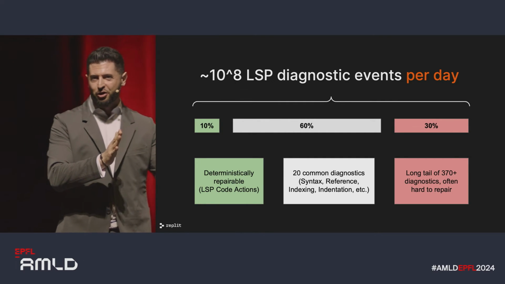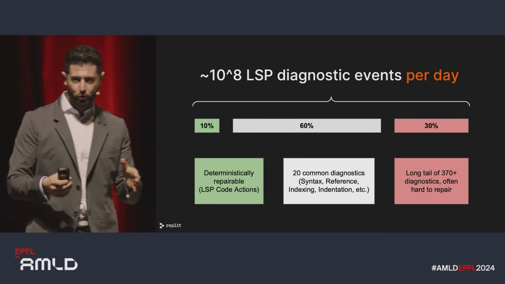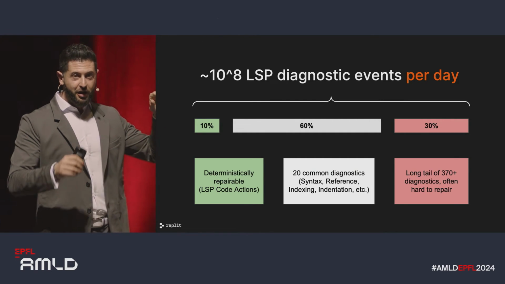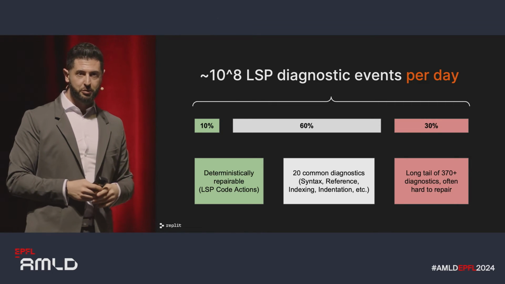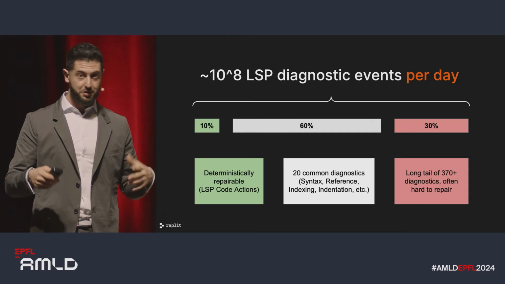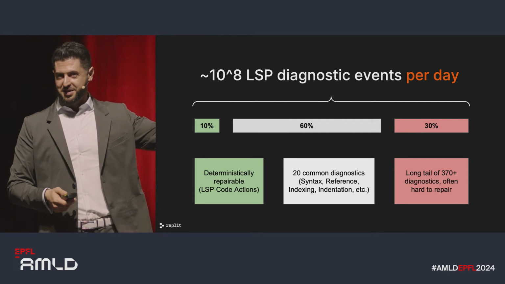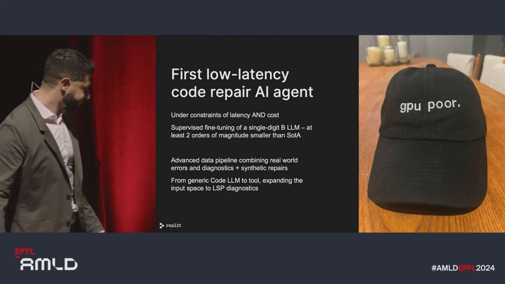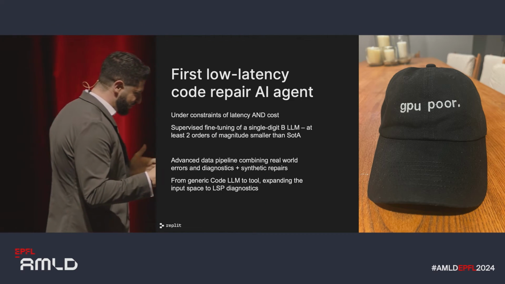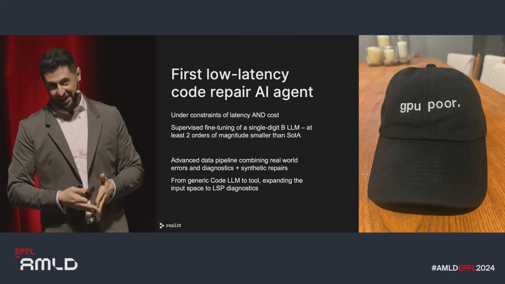So now we're going to target just the remaining 60%. You can imagine that if we do a pretty good job there, instead of fixing your errors 1 out of 10 times, we're going to be able to do that maybe like 2 out of 3 times, which is amazing. We're going to save you a lot of time, especially considering that this happens hundreds of millions of times per day on our editors. So what we built is the first low-latency code repair AI agent.